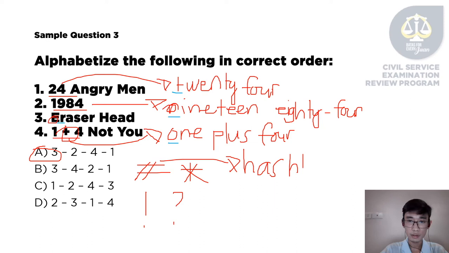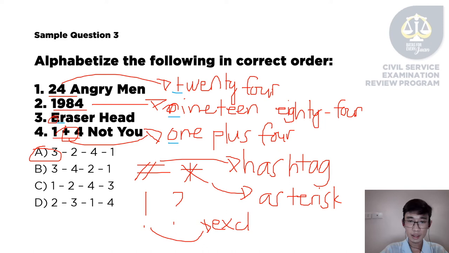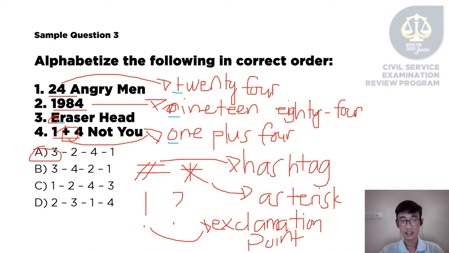Goodness, my head. Okay, this one becomes an asterisk. This one becomes an exclamation point. Okay, I'm doing my best here. Okay, exclamation point. All right, and so yeah, that's it. If you encounter symbols, you just spell them out. And if you encounter numbers, just spell them out. Okay? That's all you need to know about the alphabetizing.